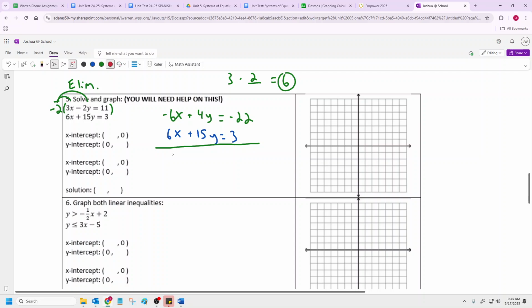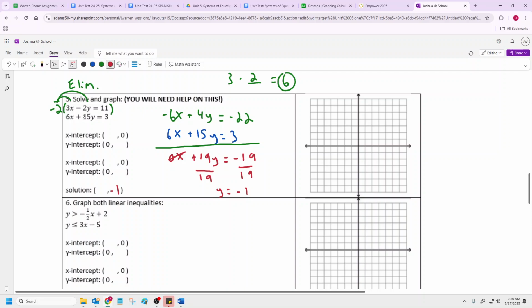Negative 6 plus 6 is 0x. 4 plus 15 is 19y. And then negative 22 and positive 3 together give us negative 19. So then I can cross that out. Now that's 19 times y equals negative 19. I'm going to divide by 19 on both sides, and I end up with y equals negative 1. So for my solution, I end up with y equals negative 1.